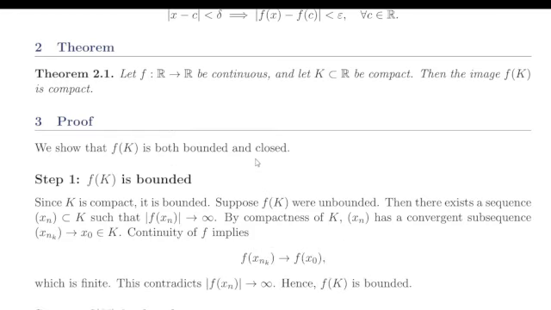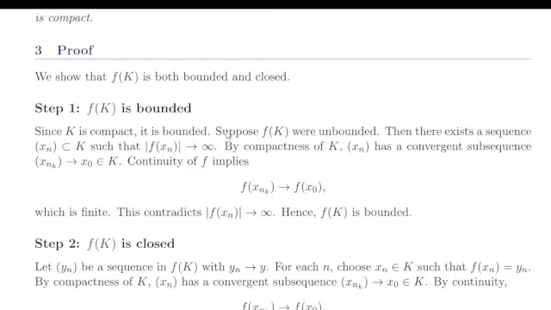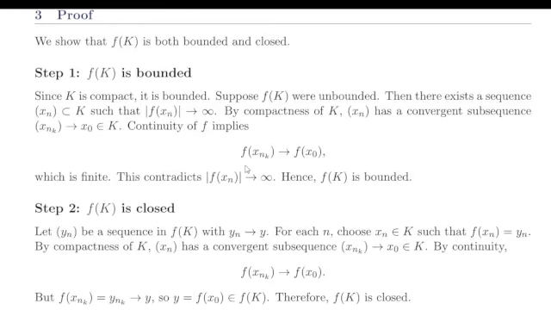So let's let f be a continuous function from reals to reals and let K be compact. Then the image f of K is compact. That's what the theorem says. Okay, so for compactness we have two criteria, bounded and closed. Let's show that f of K is bounded.